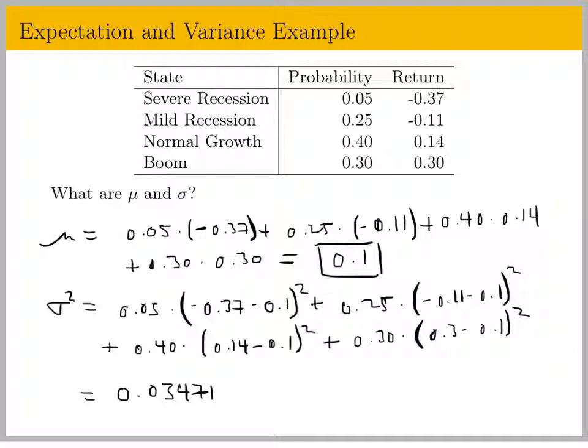0.03471. And so then if we take the square root, we find that implies, that's what that notation means, sigma equals the square root of 0.03471, which is equal to 0.1863 rounded.